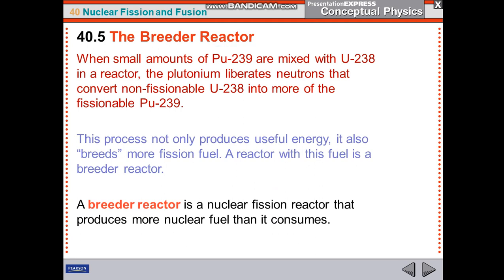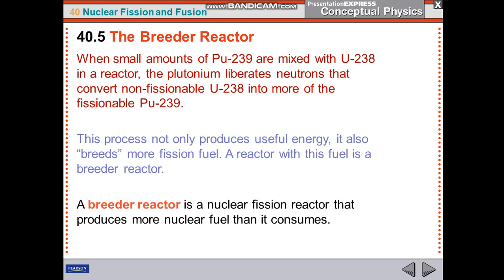You learned already that uranium 238 does not participate in fission, but that is the isotope found mostly in nature as uranium. So when small amounts of plutonium 239 are mixed with uranium 238 in a reactor, the plutonium liberates neutrons that convert non-fissionable uranium 238 into more of the fissionable plutonium 239. Plutonium can be used as a nuclear fuel.